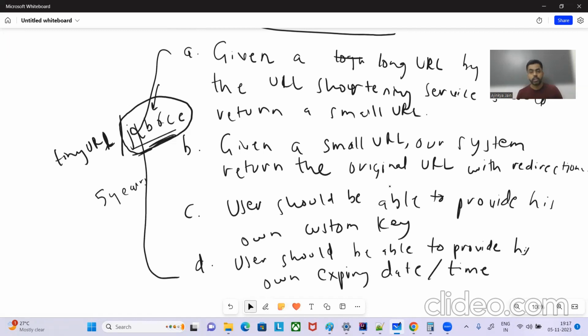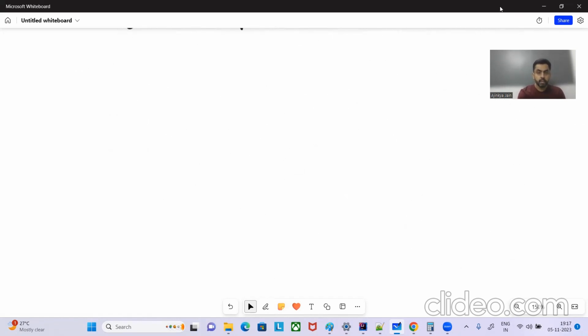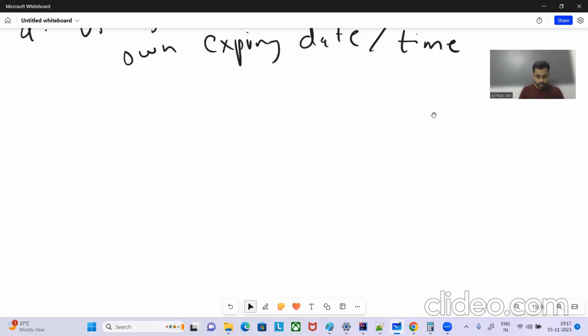Our service or our system should provide this functionality. So this was the first step. Then the second, which is again part of requirements only, would be non-functional requirements.